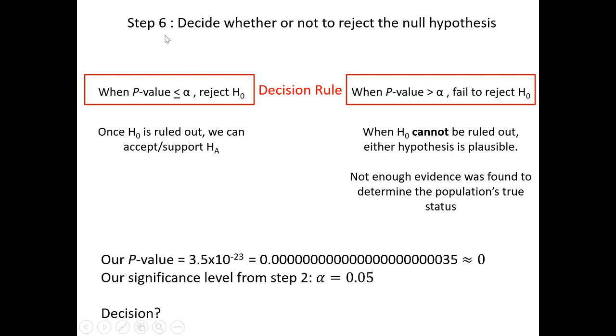That leads us to step 6. Okay, we've measured the evidence. In this case, our p-value was approximately 0. What does that say about the plausibility of the null hypothesis?